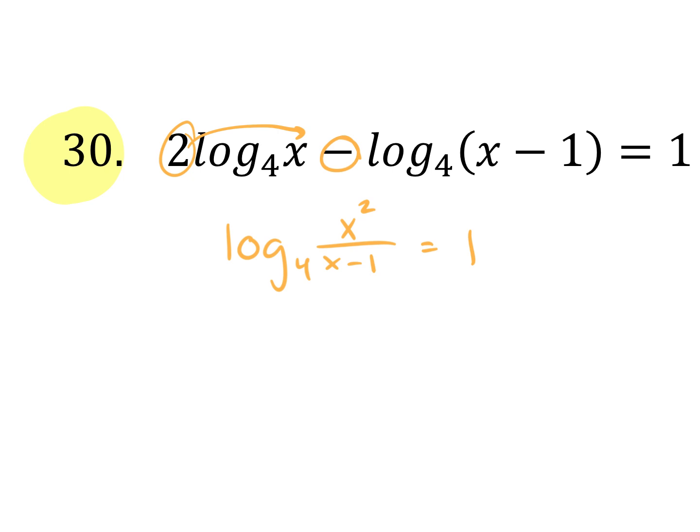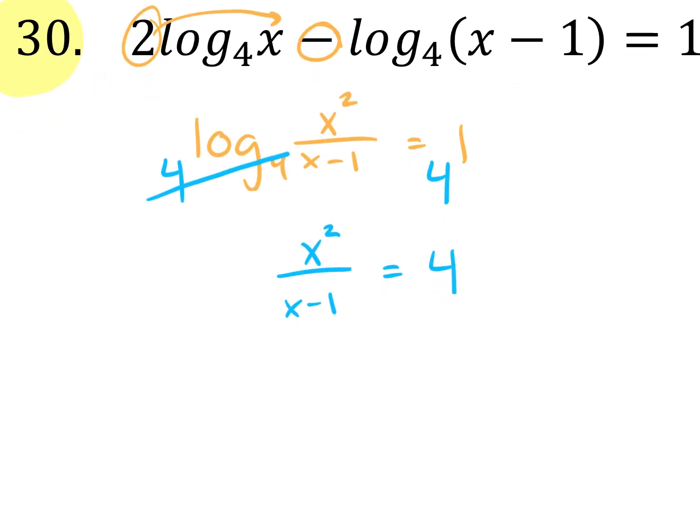So now, how can we get rid of that log? Make the big base 4. Perfect. So we're going to make the big base 4 on both sides, or put it into exponential form. So 4 to the power of log base 4 will cancel. We're left with x squared over x minus 1 equals 4 to the power of 1. What's 4 to the power of 1? 4.